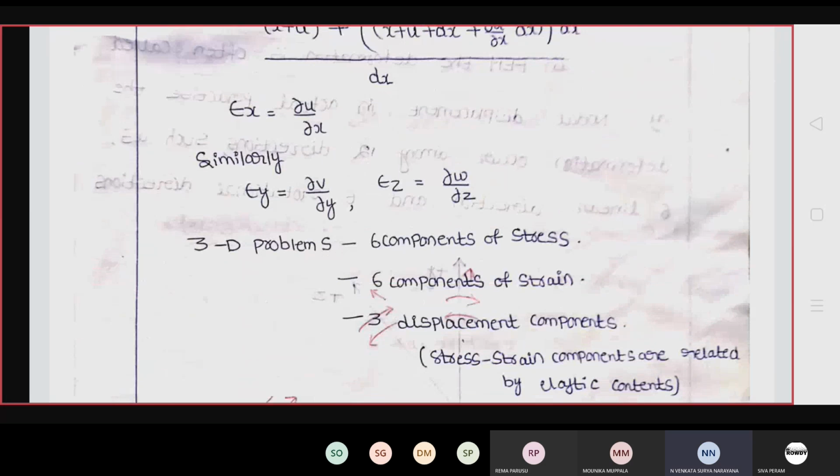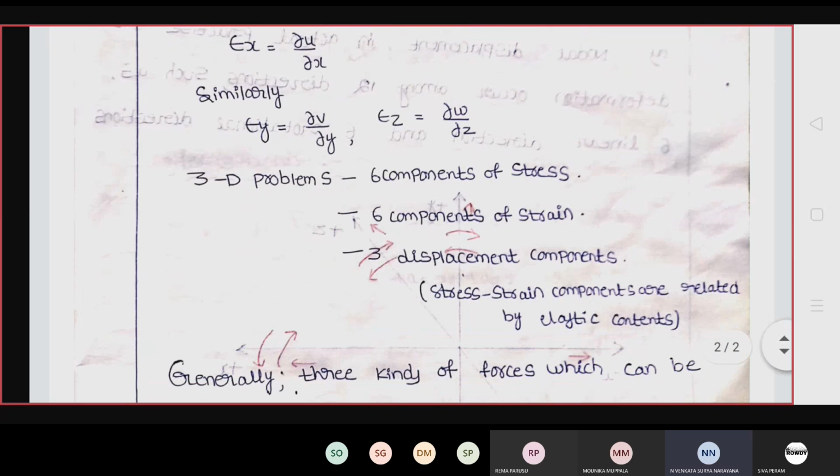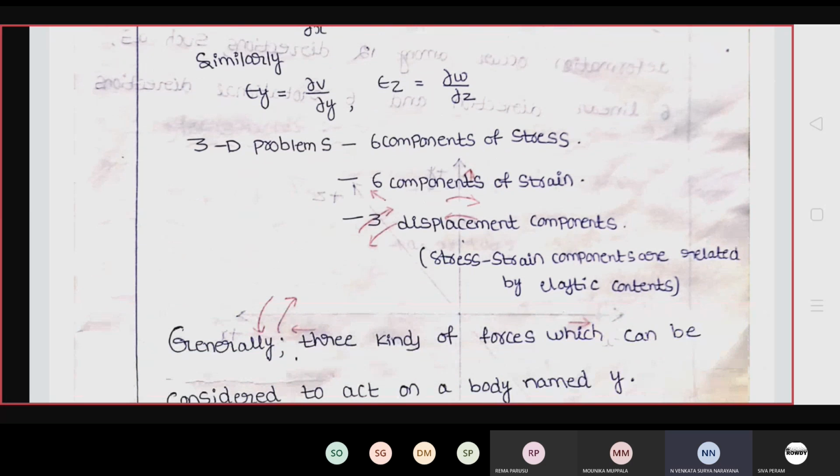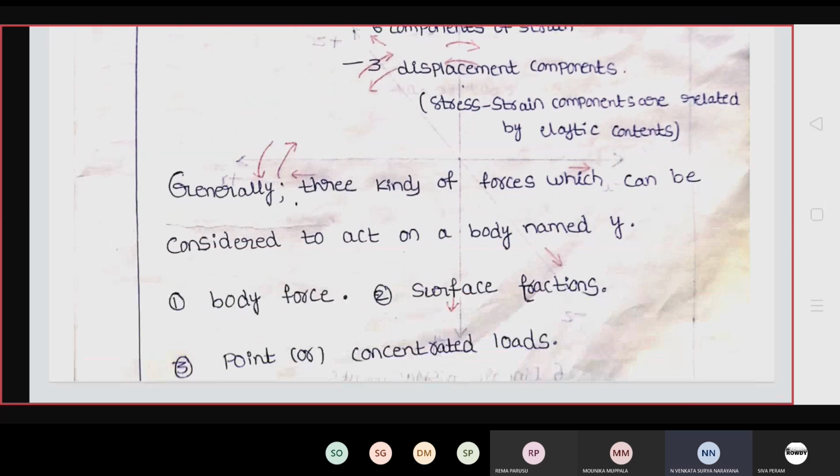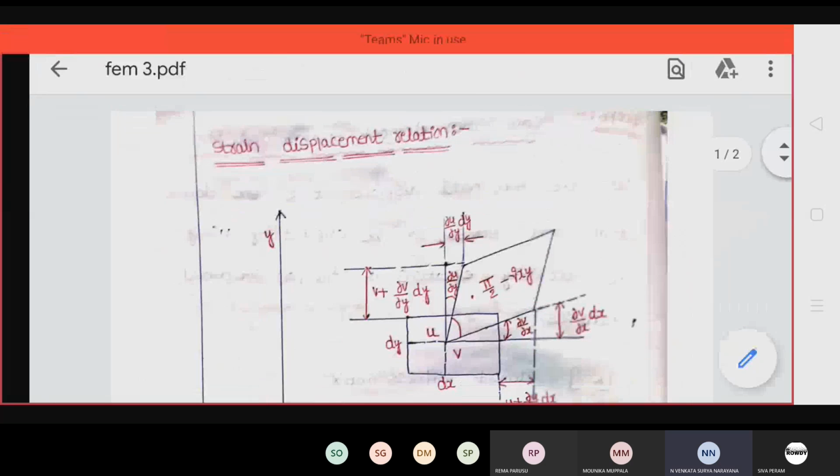Similarly, for strains, Ex equal to dou u by dou x, Ey equal to dou v by dou y, Ez equal to dou w by dou z. For three-dimensional problems, here I am taking two-dimensional. For three-dimensional problems, six components of stresses, six components of strains, and three displacement components are there. We already know that, as I told you in the previous class, for any beam or any problem, three kinds of forces act on a body. Those are body forces, surface forces, and point or concentrated loads. This is the relationship for strain displacement relation. Any doubts? If you have any doubts, please ask me.